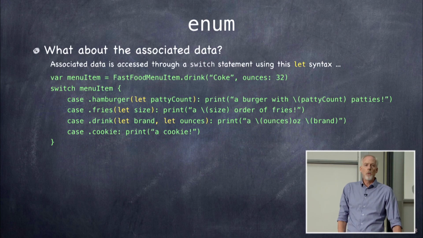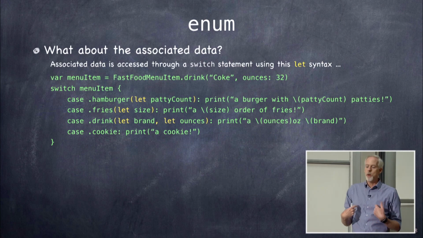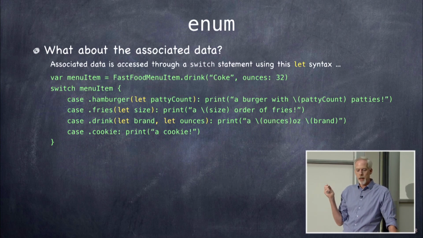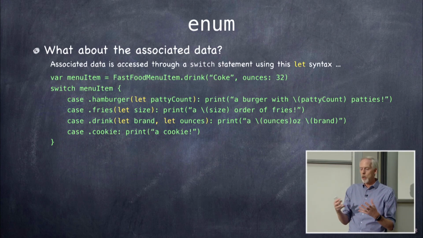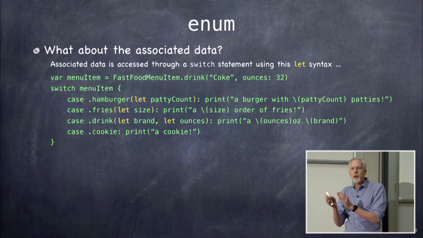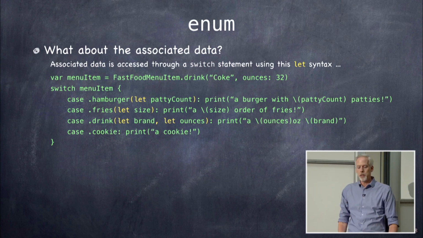Now, what if I want to get the associated data? Okay, so I am interested in it. We do that with switch as well. We just do this little let business. You see the little lets? In all the cases that you want the associated data, you don't have to do it in all cases, but in the ones you want it, you just say open parentheses, let, and a name of a little local variable for each of the associated pieces of data.